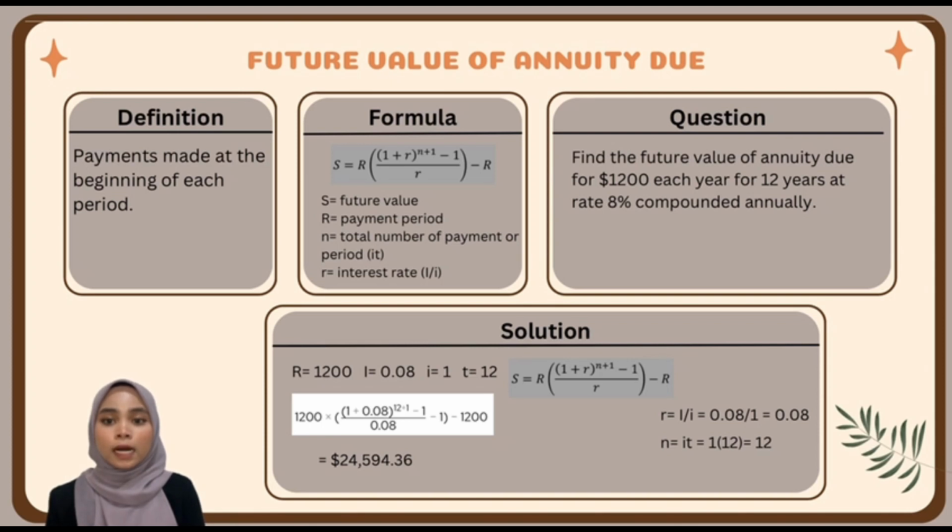Based on the question given, we know that the payment R is 1,200, the interest rate per year I is 0.08, the number of compounds per year small i is 1, and the number of years T is 12.